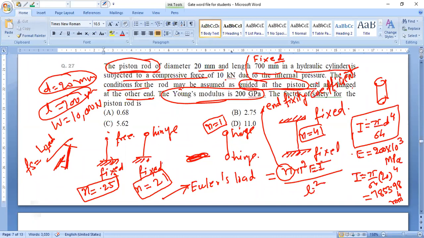For fixed and hinged, what is the value of n? It is 2, so we will use 2 here. We will calculate it: 2 times pi, 3.14, whole squared, Young's modulus 200 times 10 to the power 3, inertia 7853.98, divided by L squared, 700 squared. Solve it. How much is coming?